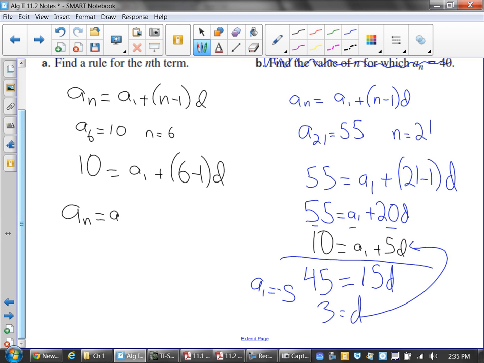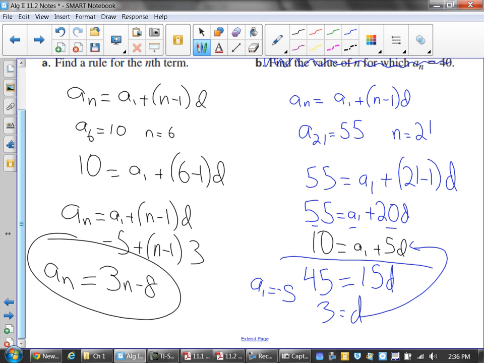a sub n is my first term plus n minus 1 times d, and I just substitute in: negative 5 plus n minus 1 times 3. What's 3 times negative 1? Negative 3. What's negative 5 minus 3? Negative 8. There's your rule. That's part A. Now we're on to part B.